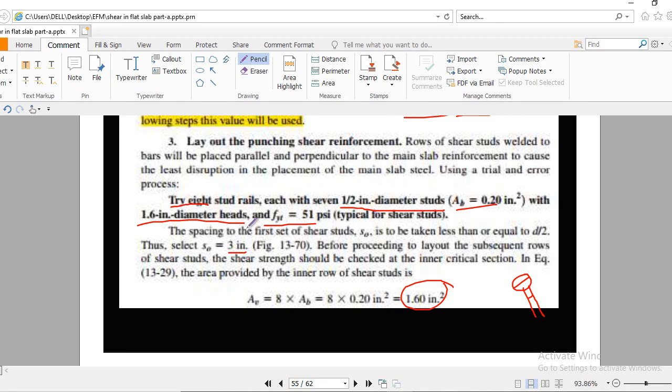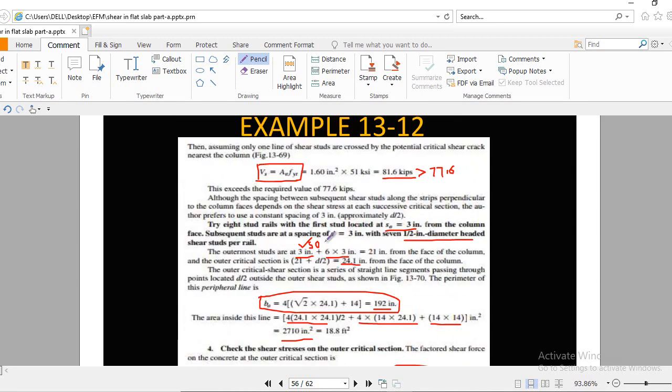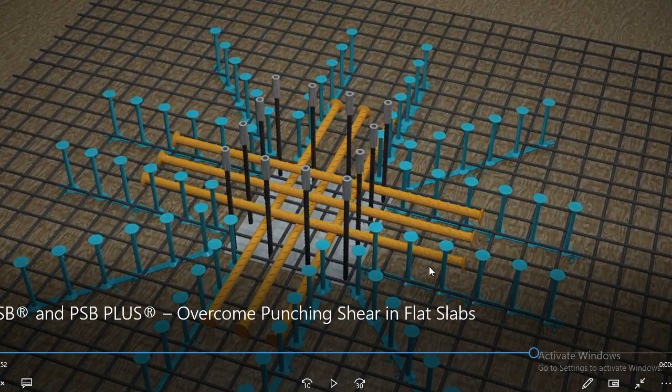Try 8 stud rails with the first stud located at a distance of 3 inch from the column, and the subsequent spacing will be 3 inch, and 1/2 inch diameter with a 1.6 inch top head reinforcement. Okay, this one. So here it says 1 2 3 4 5 6. We have to add one more, it becomes 7.